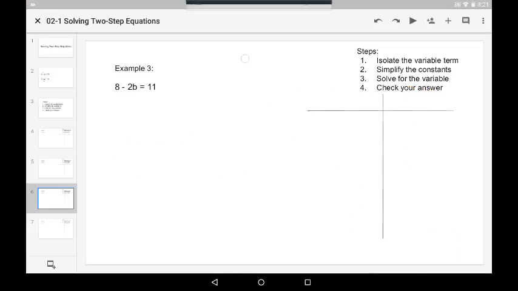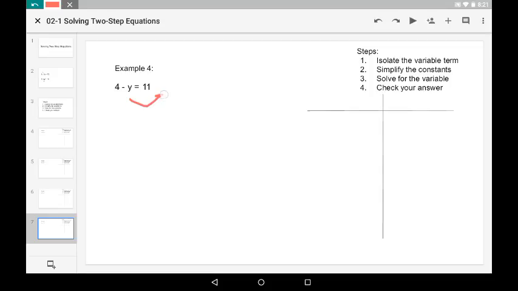Okay, final example. 4 minus y equals 11. Again, you can do this one either way. You can keep the negative y on the left side, or you can bring it to the right side to make it a positive number. So I'm going to do 2 steps in one here. I'm going to bring the y to the right side, and I'm going to bring the 11 to the left side. So that means that I have to add y to both sides, and I have to subtract 11 from both sides. So 4 minus y is equal to 11.